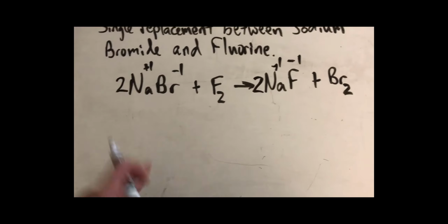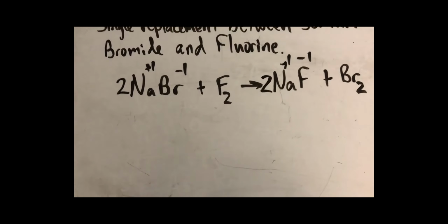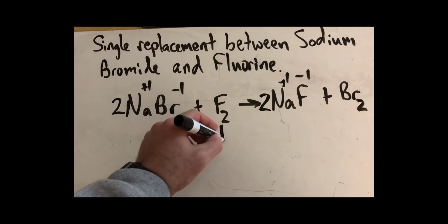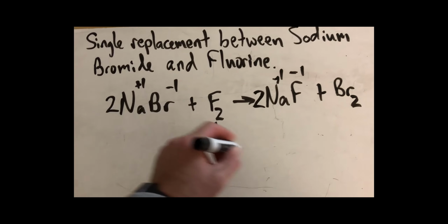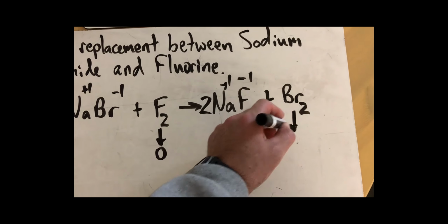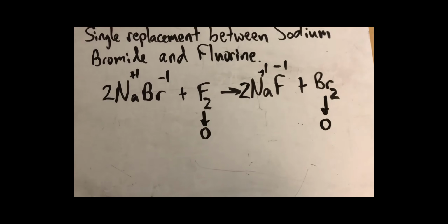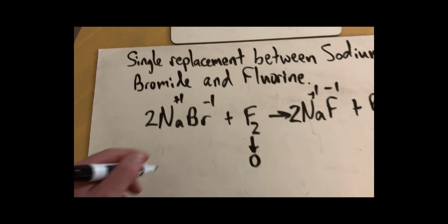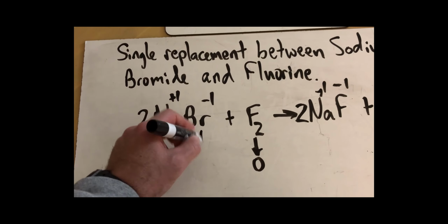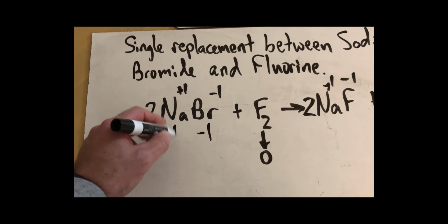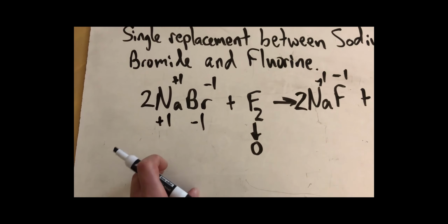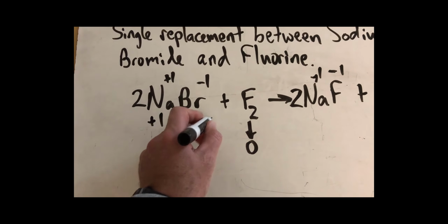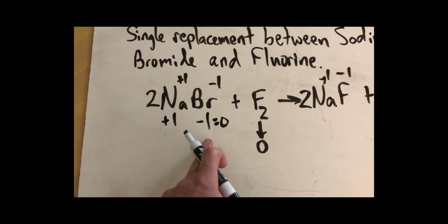Okay, so now we go to our oxidation rules. Well, these are going to be easy. These are pure elements, so those are both going to be 0 for their oxidation charges. Okay, bromine is a -1, sodium is a +1. So I don't need to do any net charges because that equals 0 right off the bat. Okay, so that's what those are going to be.